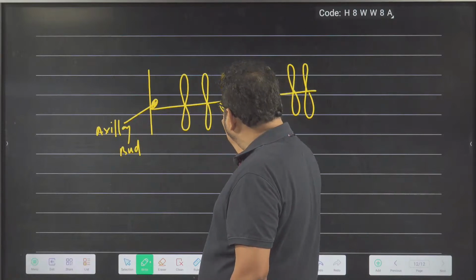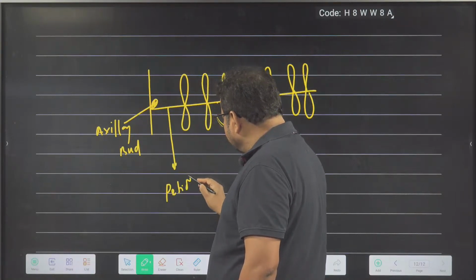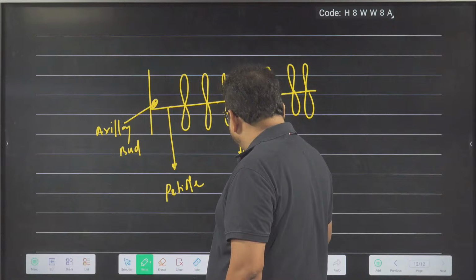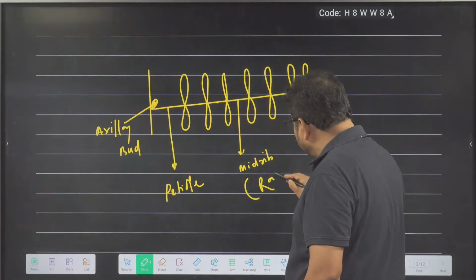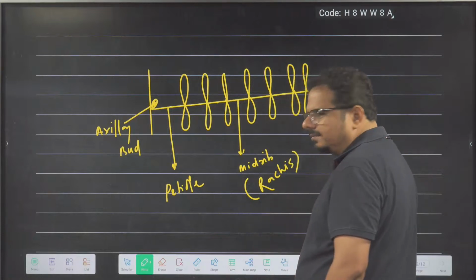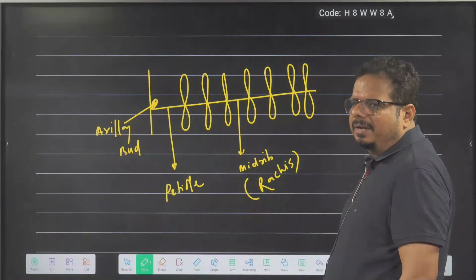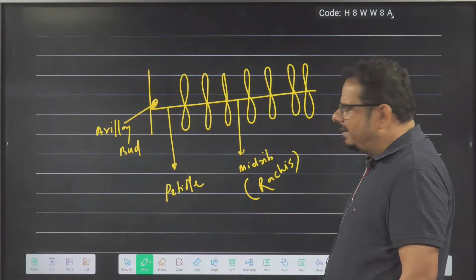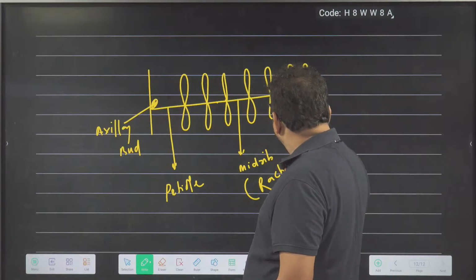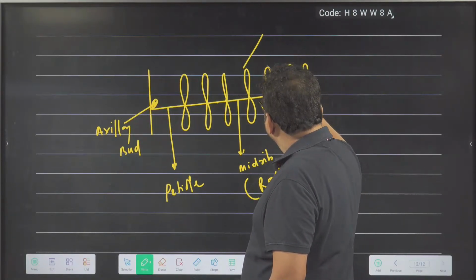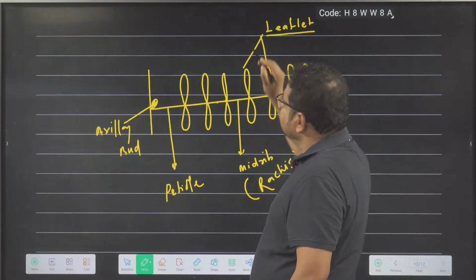So this is which one? This is petiole. And this was earlier what? Midrib. But now we are calling this midrib what? Rachis. We are not calling it midrib now. In a simple leaf it was midrib, now here it is basically rachis. And these are not leaves. These are basically leaflets.